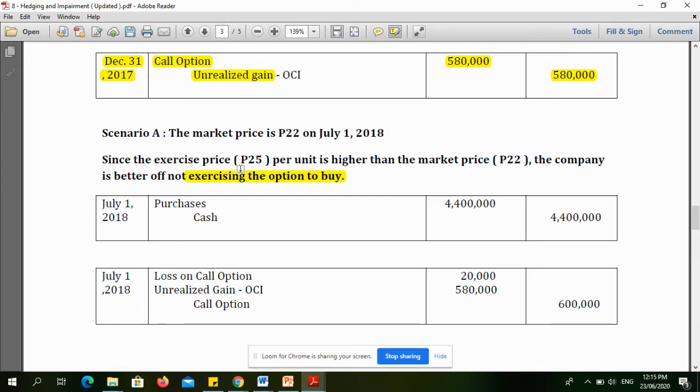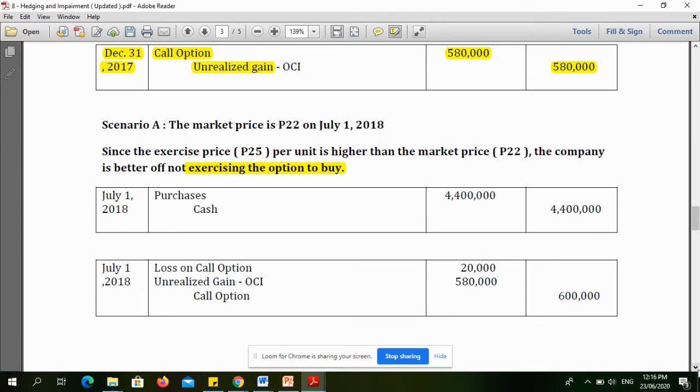So, that's why we record a purchase account with debit purchases 4,400,000. Nakuha natin to by multiplying 22 pesos times 200,000 units, so equals 4,400,000. And we also credit cash. Kasi, ang ginawa natin, binili na lang natin siya on the market rather than exercising the option.